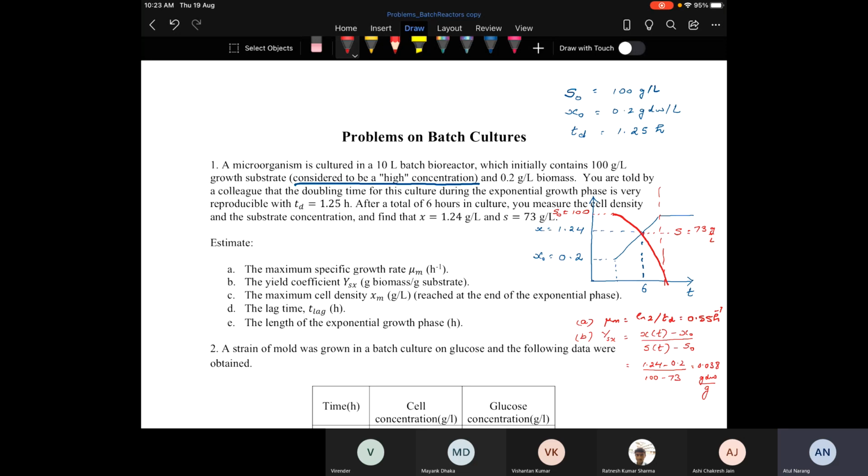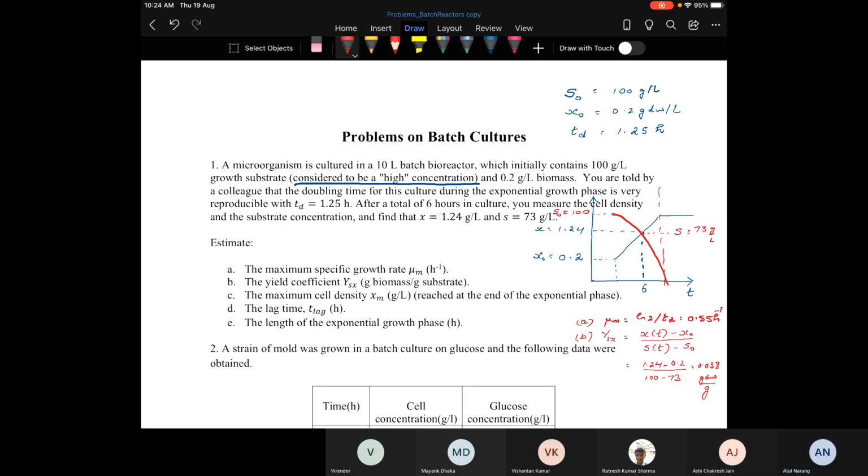Before I proceed further, does anybody see why they have specified a high concentration in the problem? The portion that I've underlined. Probably because then we can use the assumption that mu will be equal to mu m. That's right. Without it, we cannot appeal to that theory.